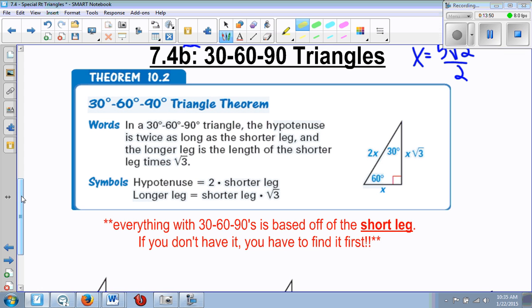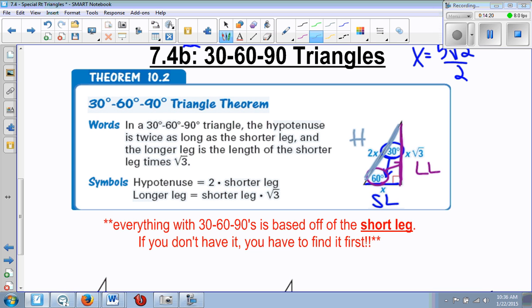The harder of the special right triangles is the 30, 60, 90. The reason why it's harder is because none of the lengths are the same. They're all different. So what we're going to do is identify that the side length across from the 30-degree angle, we're going to call SL, meaning short leg. We're going to call the side length across from the 60-degree angle LL, long leg. And we're going to call the side across from the 90, obviously, the hypotenuse.